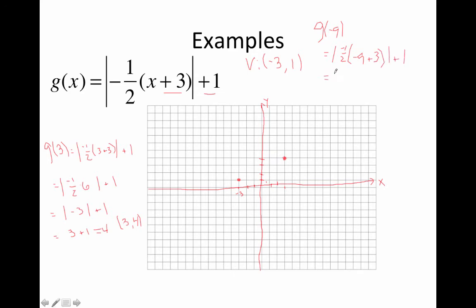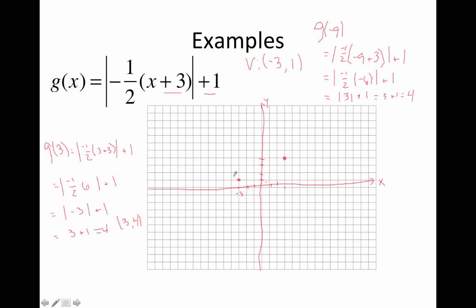We'll work inside the absolute value. So negative 9 plus 3 is negative 6. Negative 1/2 times negative 6 is 3. The absolute value of 3 is 3, plus 1 is 4.